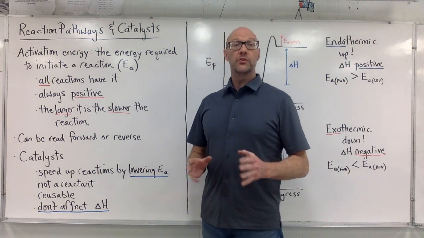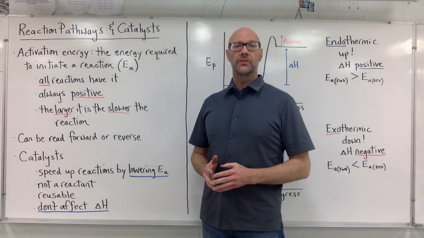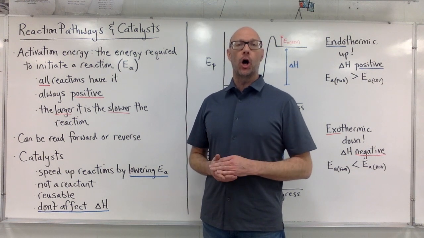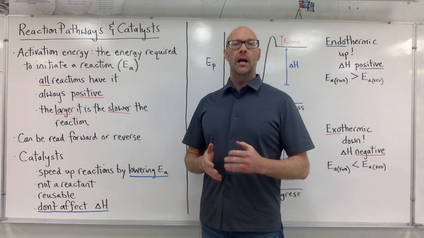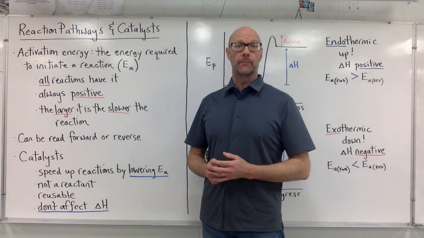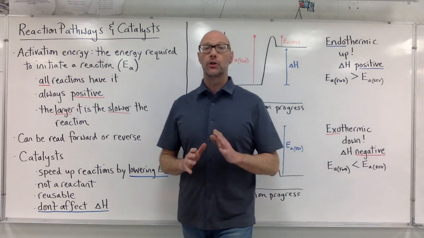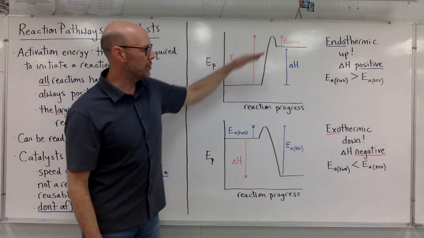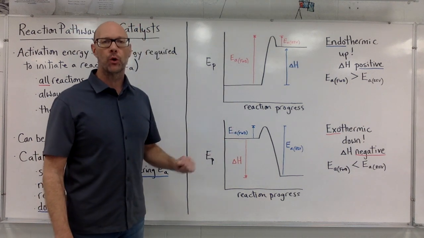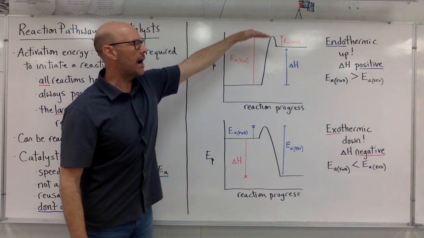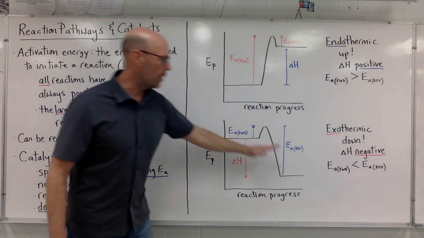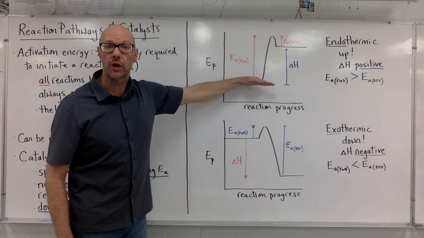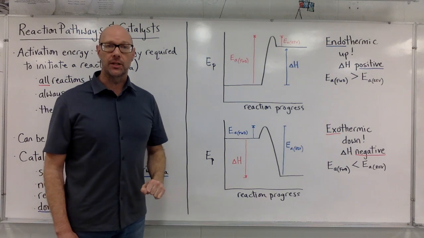Hi everyone. This is our look at reaction pathways and catalysts. A reaction pathway has so much in common with a potential energy diagram, it just has a little bit of extra information. Just like a potential energy diagram, it has these two horizontal lines, whether it's endothermic or exothermic. An up graph is endothermic, a down graph is exothermic, with the distance in between the two horizontal lines being the delta H.